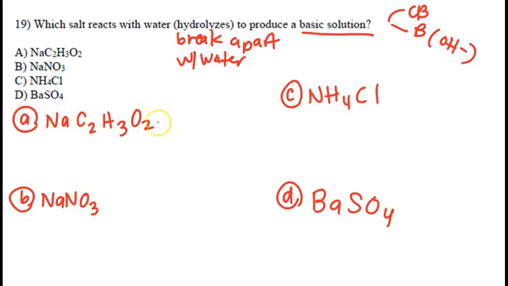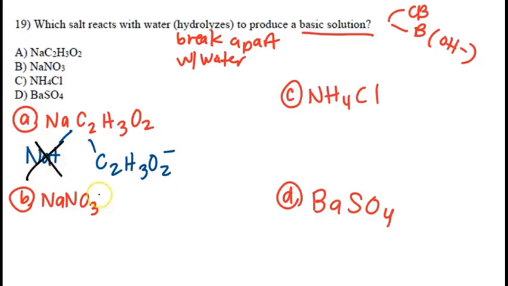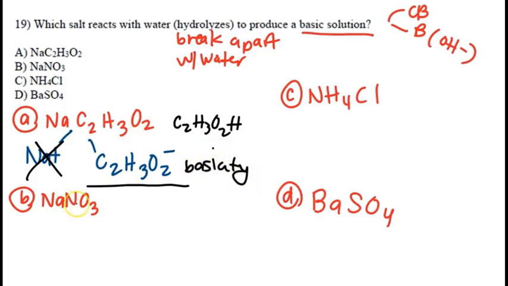We have NaC2H3O2. So this is going to disassociate into Na plus and the acetate ion here, C2H3O2 minus. Now the question becomes, is the cation going to cause basicity, or is the anion going to cause basicity? Na plus is a part of a strong base, so it's definitely going to be spectator. That means we're only looking at C2H3O2 minus, which actually is the conjugate base of the weak acid, C2H3O2H, or acetic acid. So since this is the conjugate base, yes, this can cause basicity. Okay, folks, let's continue on to see the rest of them.